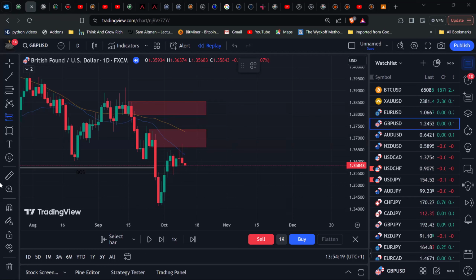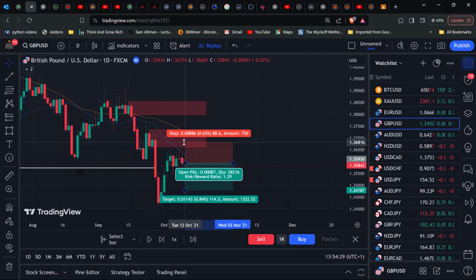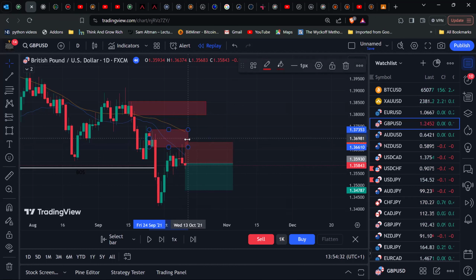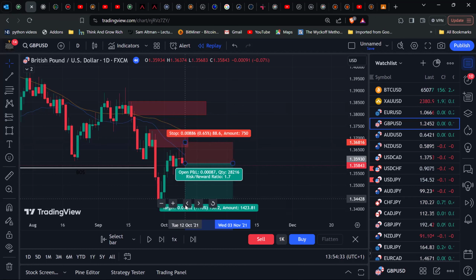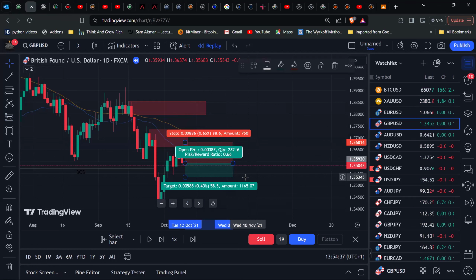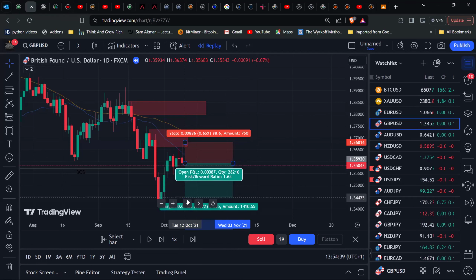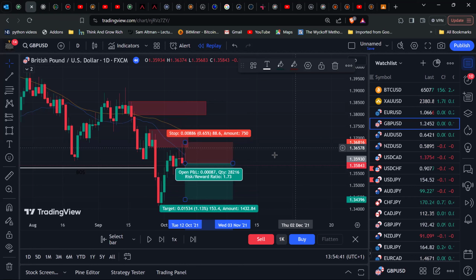So price tapped into this zone. It gives us a rejection candlestick. By all means, let's take the trade. Now, I know this will end up being a loss, but you need to understand that losses are part of the game. Your goal is not to avoid making losses. Your goal is to have an edge in the market and to follow your system.